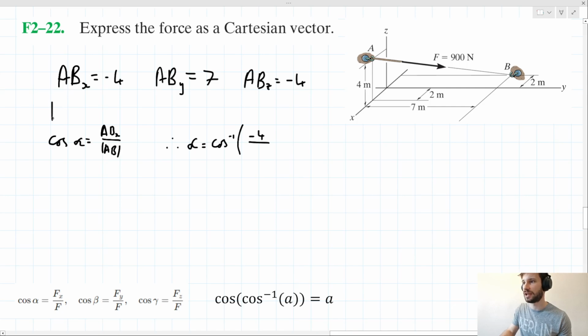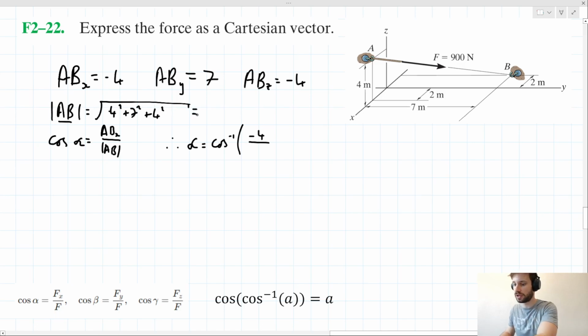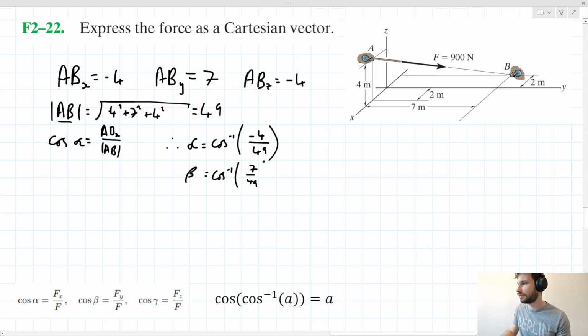Let's calculate it here. So I can say AB is equal to the square root of 4 squared plus 7 squared plus 4 squared, which when I put into my calculator gives me a value of 9. Beta is equal to the inverse cos of 7 over 9, and gamma can be taken as equal to the inverse cos of minus 4 over 9, so it's going to take the same value as alpha.